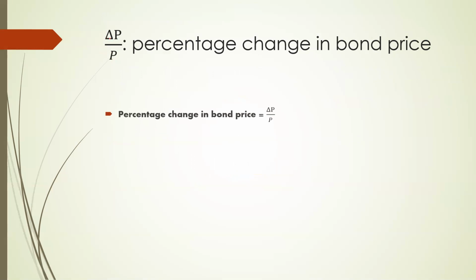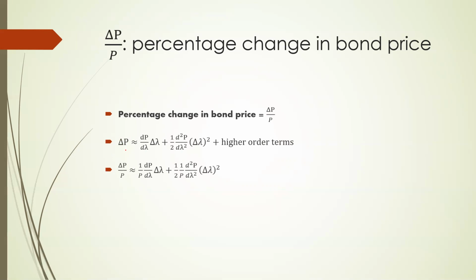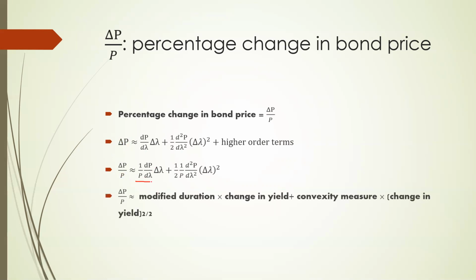And we want to see the percentage change in bond price. So we use delta P, which is the change of P, divided by the bond price. So this is what we get from Taylor's expansion, and we divide both sides of this equation by P here. So that's what we get. And we know that this is the modified duration times the change of yield, and this is the convexity measure times the change of yield to the power of 2.